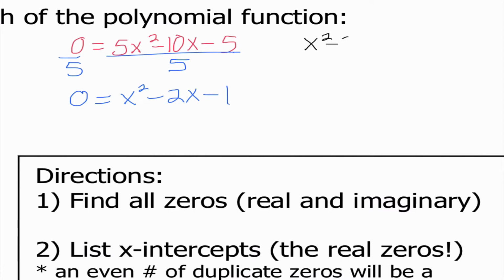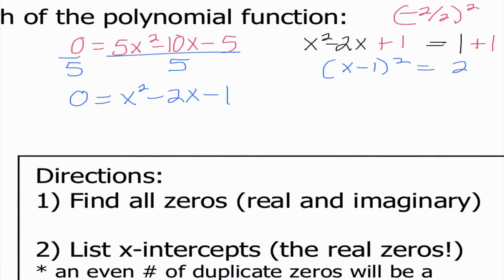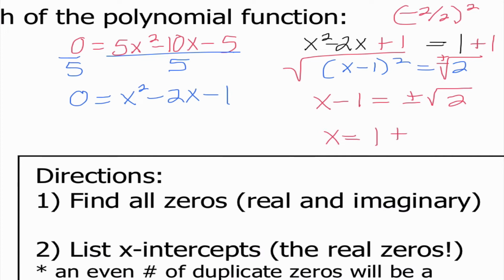So I'm going to take x squared minus 2x, and I'm going to bump the 1 over. I know I'm going to take that middle coefficient, which is negative 2, and divide it by 2 and square it. So I'm adding 1 to both sides. So this becomes x minus 1 squared equals 2. When I square root both sides, I'm going to put my plus or minus, and I get x minus 1 equals plus or minus radical 2. So x is equal to 1 plus or minus radical 2.